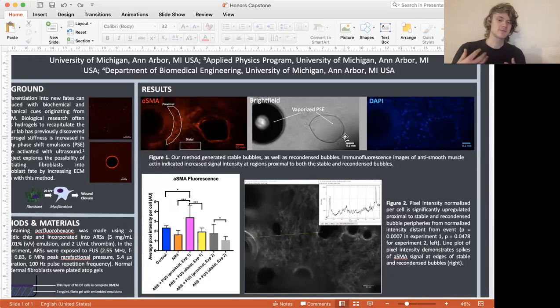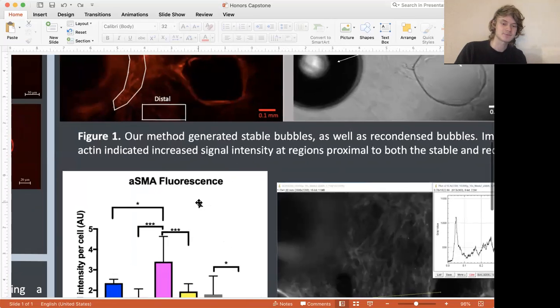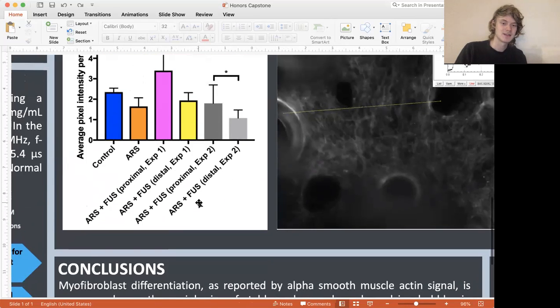And we wanted to quantify this so we weren't just presenting images and expecting people to believe us. So the way that I quantified it was by measuring the average pixel intensity of alpha smooth muscle actin normalized per cell at areas proximal to the bubble events. I drew a representative region that I would have used and compared that to the average pixel intensity per cell distal to the event, so in areas where we didn't expect to see any differentiation happening. And from that analysis, we yielded these results.